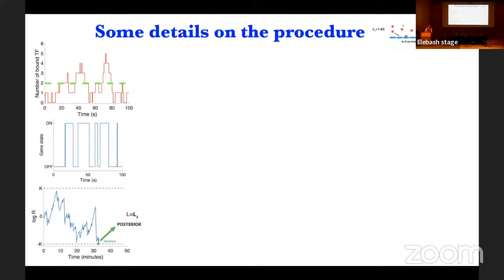So what we do, as I said, we have these binding rates, we have the number of bound transcription factors over the 6, and depending on the value of K that you put, the green line in this case being 2, you have that the promoter is on or off, it takes just 2 states, and you keep doing this along the way, and you calculate the log likelihood that the concentration of the ligand is above the threshold or below the threshold L1 or L2 that I was mentioning before.